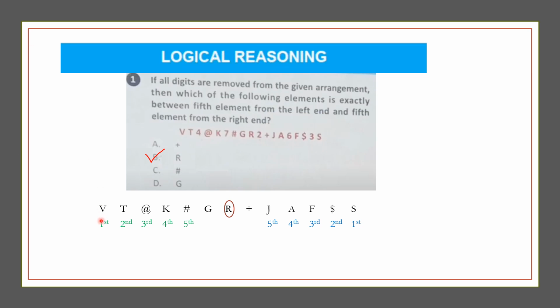So now, after removing, we have this arrangement. Now let's calculate the fifth element from the left hand and the fifth element from the right hand. So first, second, third, fourth, fifth. From here first, second, third, fourth, fifth. So exactly in the middle is R. So our answer is option B, R.